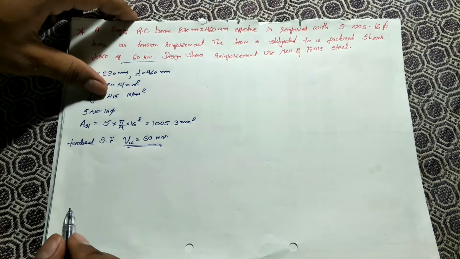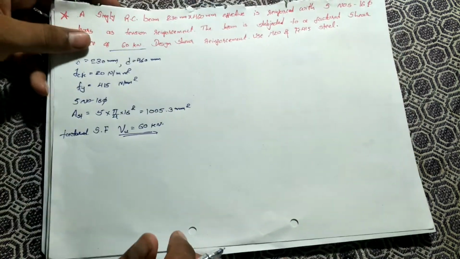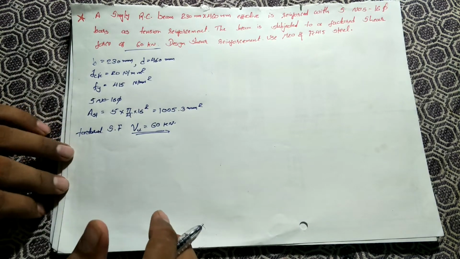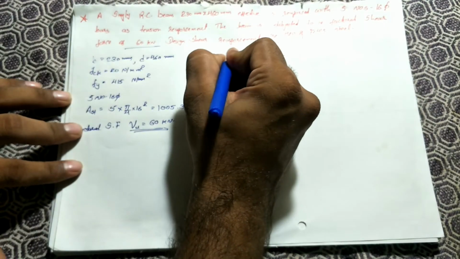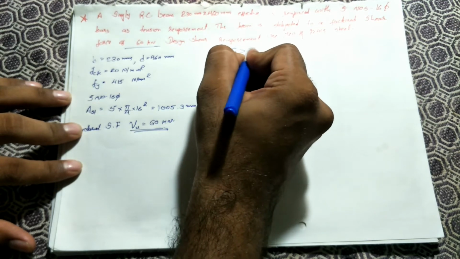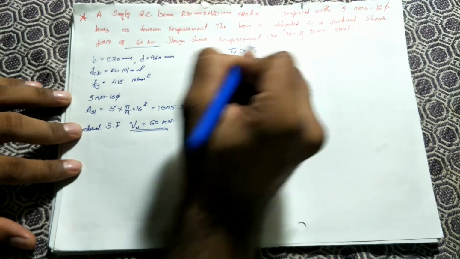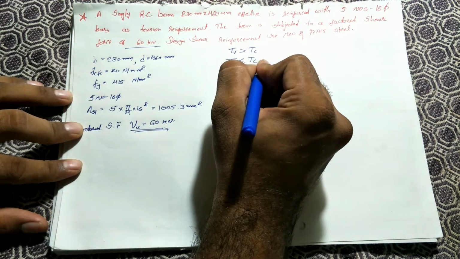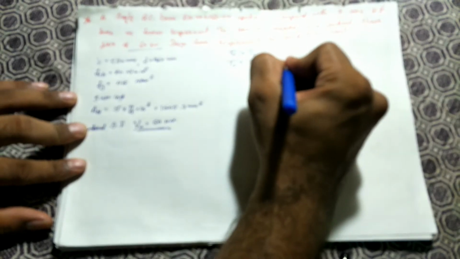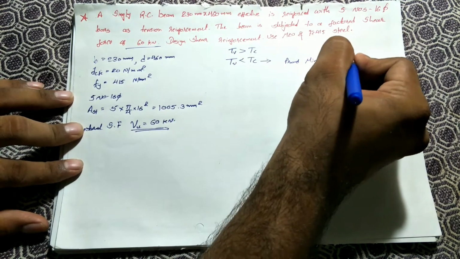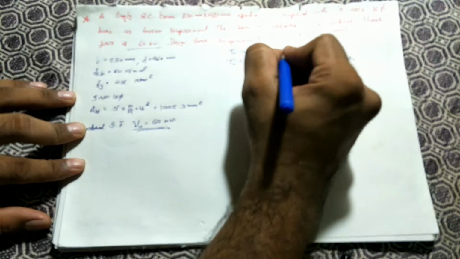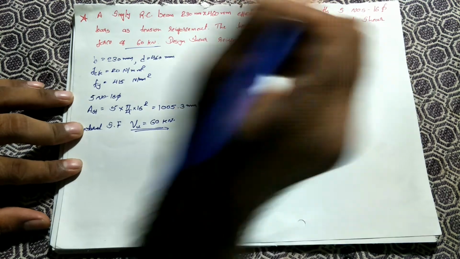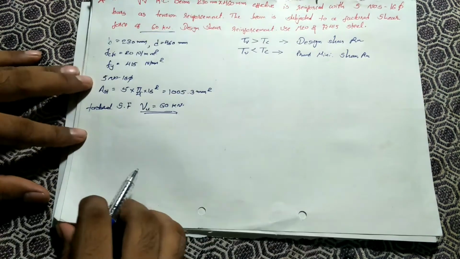Now what you have to do? If you go through the earlier video, I told you that first you have to check two conditions: tau v greater than tau c, or tau v less than tau c. If tau v is less than tau c, then you have to provide minimum shear reinforcement, and if tau v is greater than tau c, then design shear reinforcement. Okay, so first we have to calculate tau v.